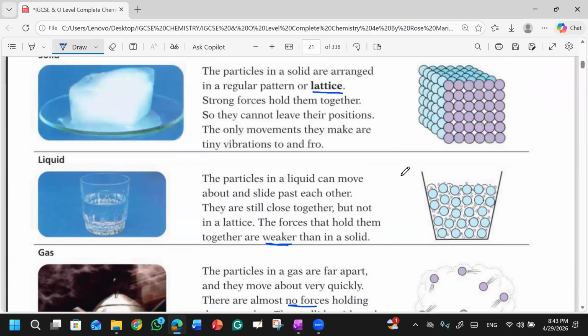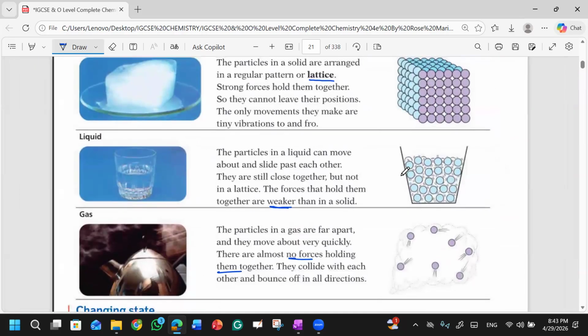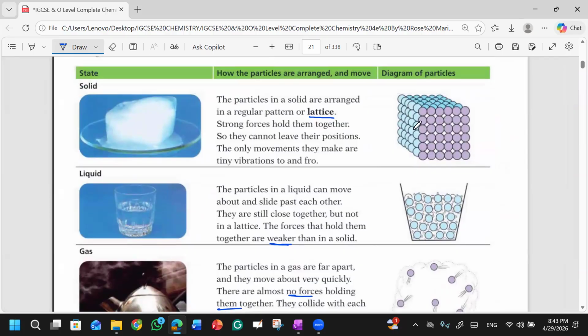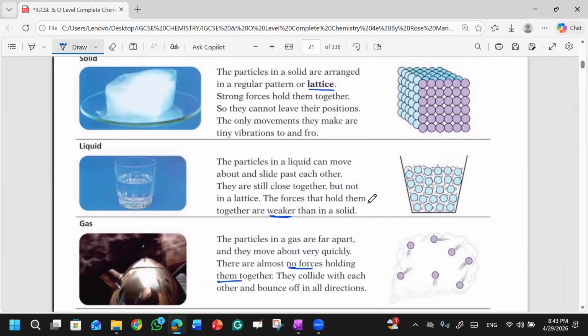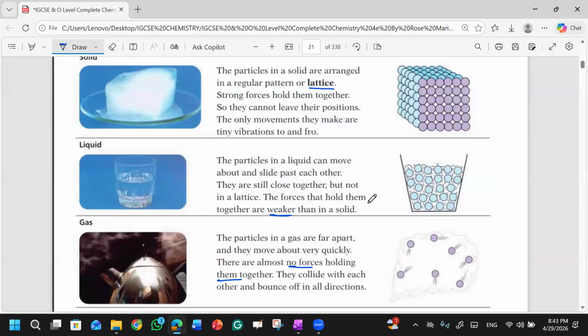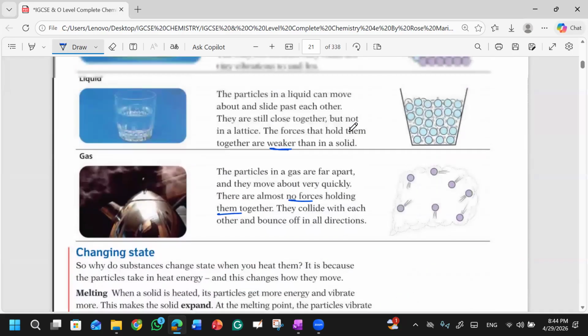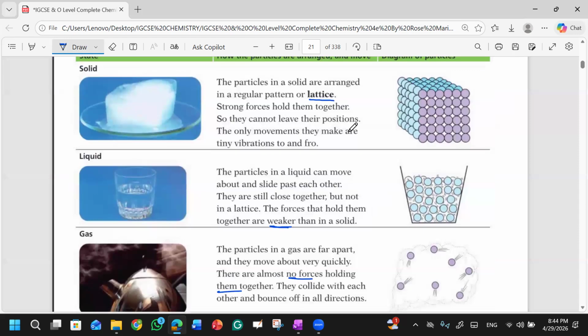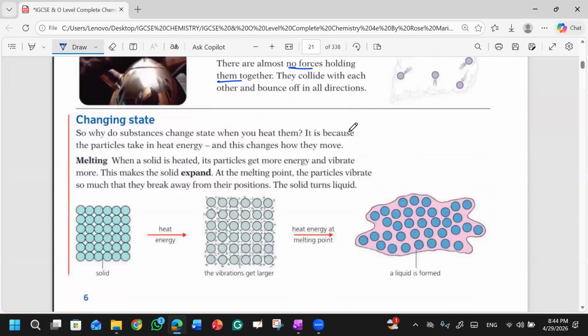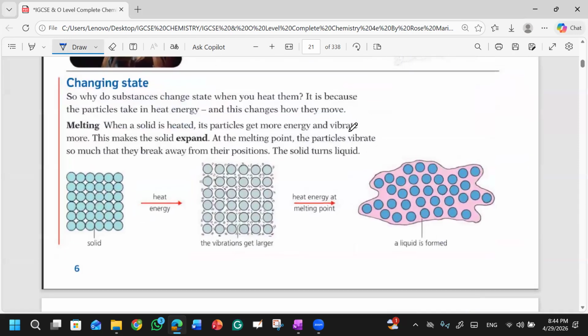Are you clear with this? The difference of the particle arrangement of the solid, liquid, and gases. We have done a detailed discussion on this in the first lecture, if you remember. If you want, we can revise. Otherwise, we can move forward. Yeah, I know, it's fine. Okay. Then we discussed about the changing states.